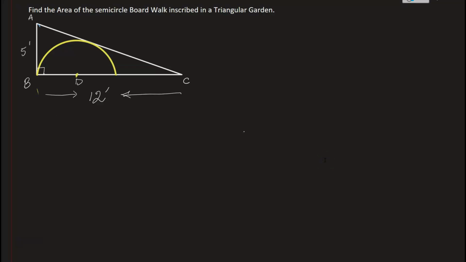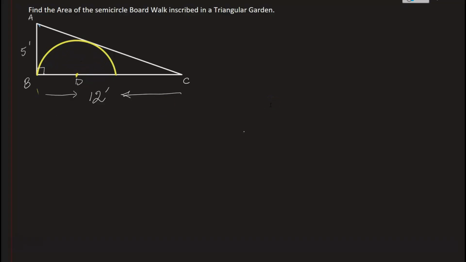Let's do this question. Find the area of the semicircle boardwalk inscribed in a triangular garden. This triangle is a right angle triangle, and we're given that the AB side is 5 feet long and BC is 12. The semicircle is given to us inside with the center D. We want to find the area of this semicircle.